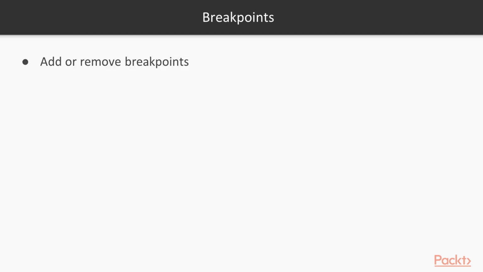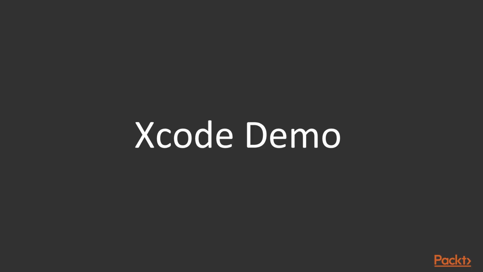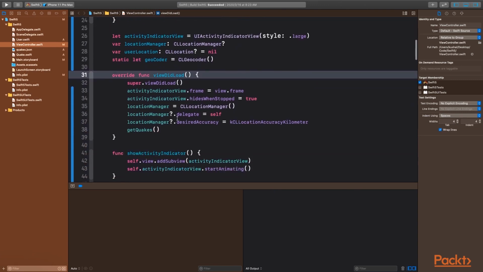To be able to add or remove breakpoints, you must be familiar with the Breakpoint Navigator. You can also enable or disable a single breakpoint or all of them altogether. You can check the Breakpoint Navigator to get a list of all your breakpoints added into your application. Let's have a look in Xcode. In the application that we have been working on, let's try and add some breakpoints. Let's start with the getQuex function in viewDidLoad on line 38.